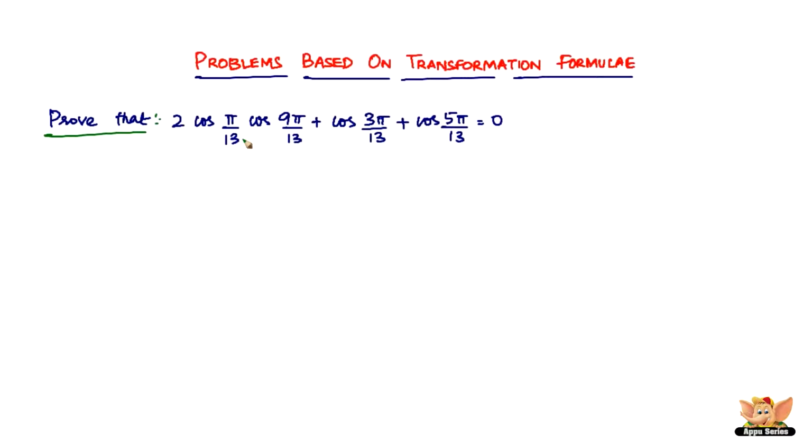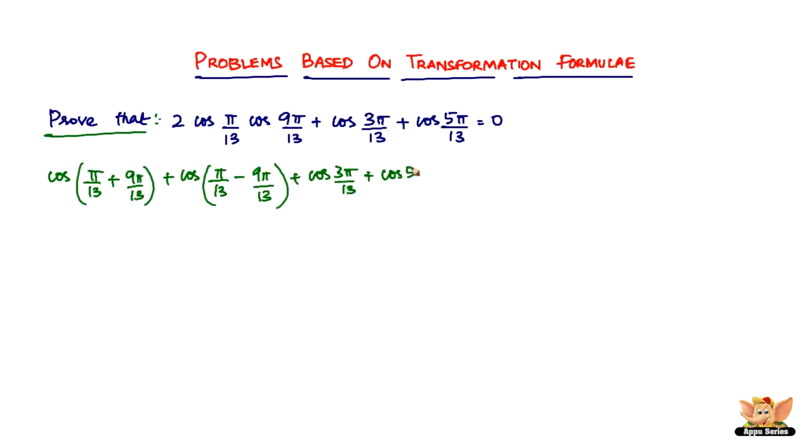So the first thing that I can see here is there is scope to use transformation formulae. This is in the form of 2 cos A cos B, which is equal to cos of A plus B plus cos of A minus B. In this case, A is pi by 13. So A plus B is pi by 13 plus 9 pi by 13, and cos of A minus B is pi by 13 minus 9 pi by 13. And of course plus cos 3 pi by 13 plus cos of 5 pi by 13. Since the denominators are equal, the first is going to be cos of 10 pi by 13. And the second is going to be cos of, since the denominators are equal, 13.